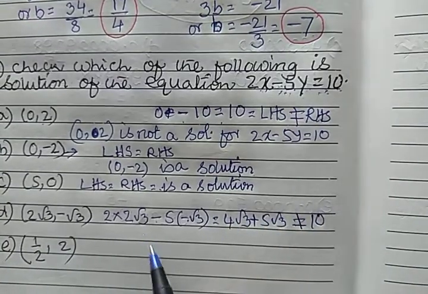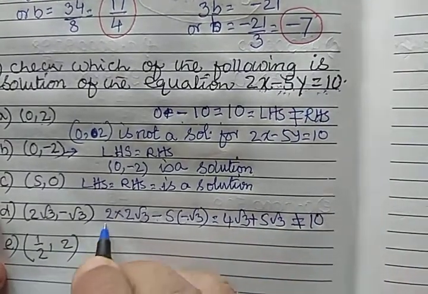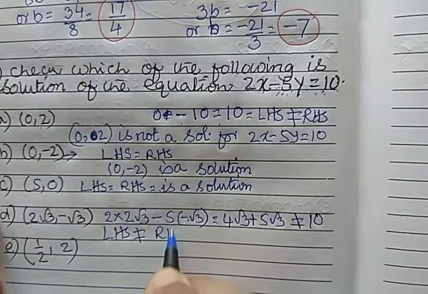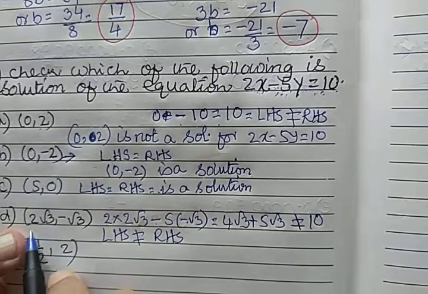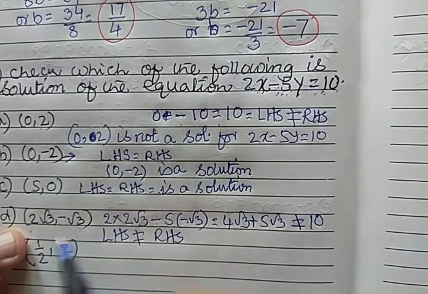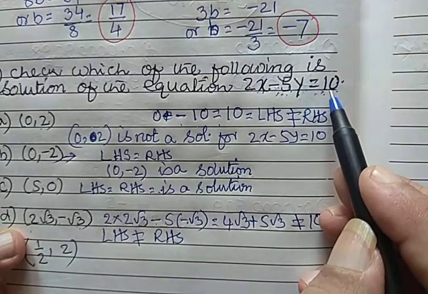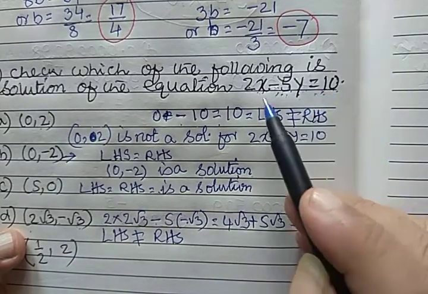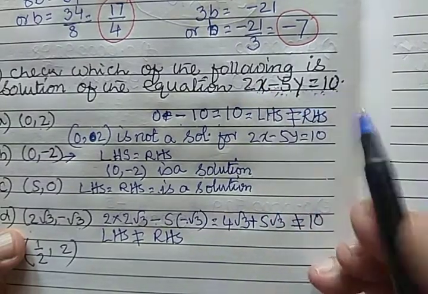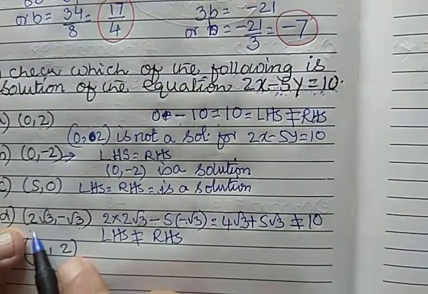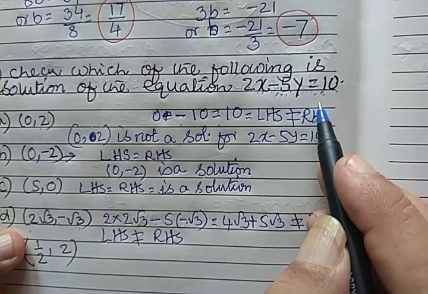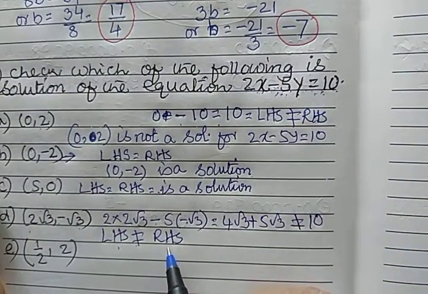So your LHS is not equal to RHS. So (2√3, -√3) is not a solution for the equation 2x - 5y = 10. Why? Because LHS is not equal to RHS.